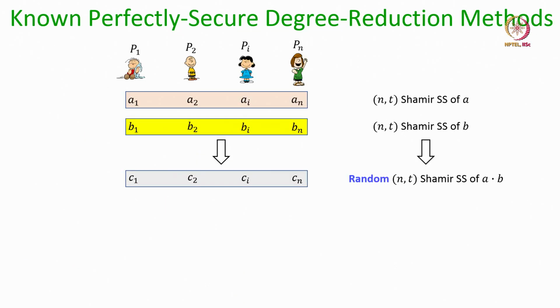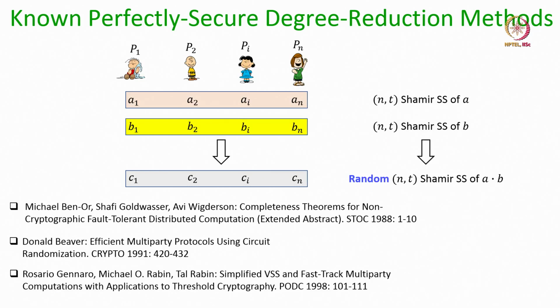There are some well known methods for solving the degree reduction problem. The original BGW paper proposed a method for solving the degree reduction problem in the presence of t malicious adversaries. We also have a very nice method due to Don Beaver, and we also have a method due to Gennaro and Rabin. These are some well known methods. For our discussion, we will be following the degree reduction method attributed to Beaver.